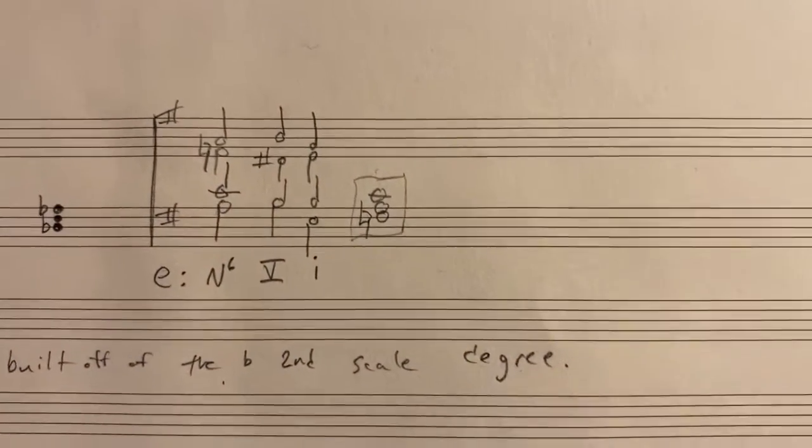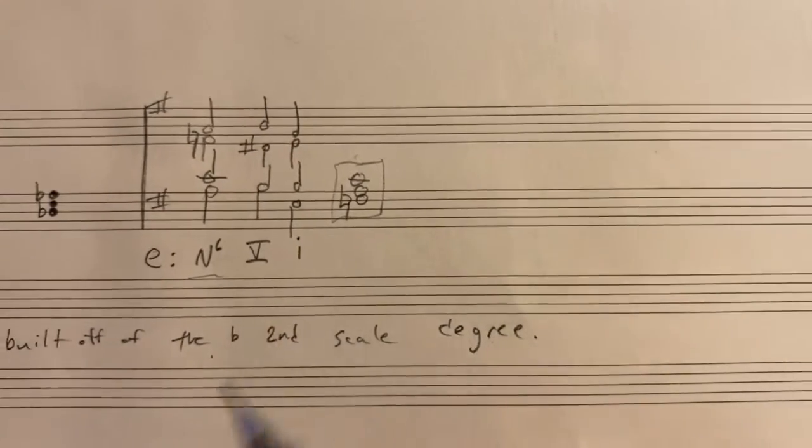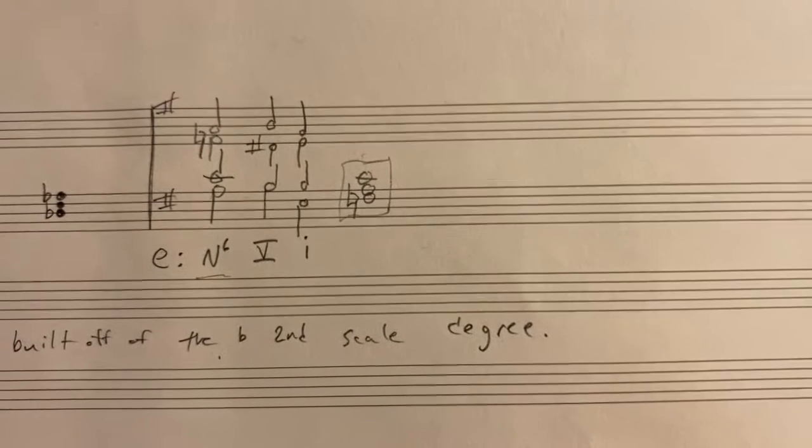Okay, so that's E minor, Neapolitan 6th, predominant or subdominant, dominant, tonic. Usually goes to a 5. That's the Neapolitan 6th.